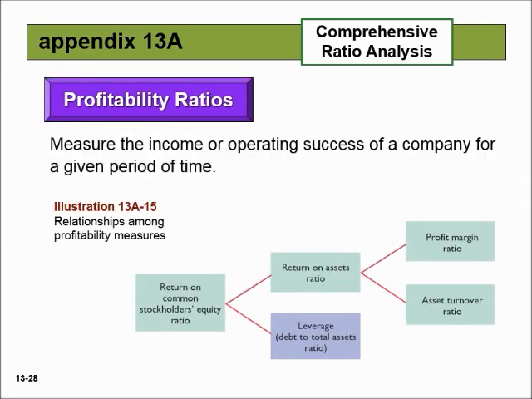Alright, we looked at liquidity ratios, we looked at solvency ratios. Now we're going to take a look at something called profitability ratios, and what those tell us is how well we're doing. Are we making money? So we're going to measure the income or operating success of our company over a period of time. Are we actually making money, turning a profit?